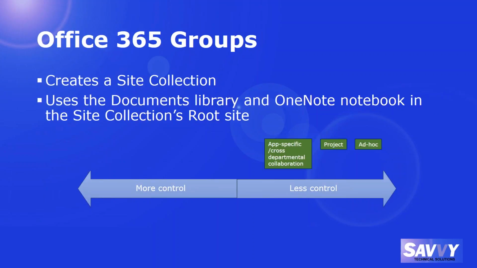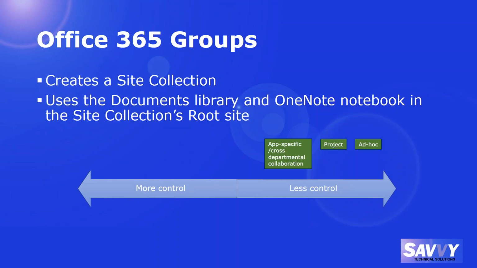So when you talk about Office 365 groups, this is a concept that Microsoft has been putting a lot of energy into. An Office 365 group creates a whole set of information, not just a site collection, but it does typically create a site collection which is used in the context of a group.